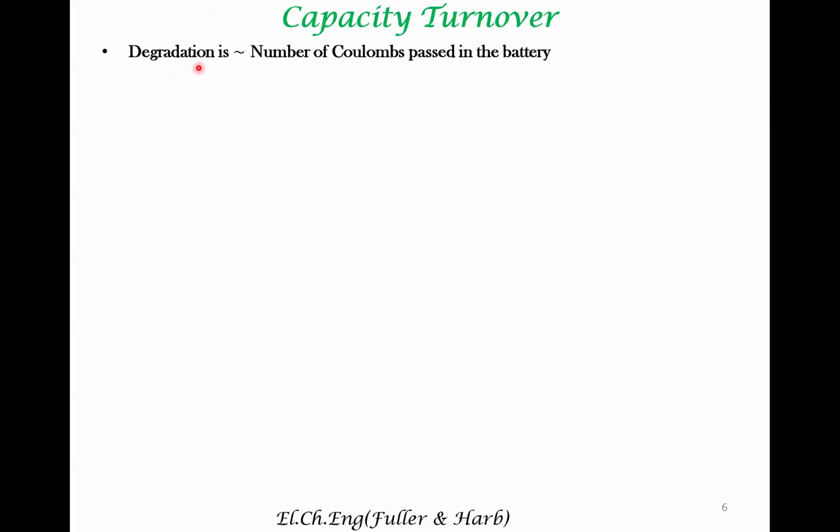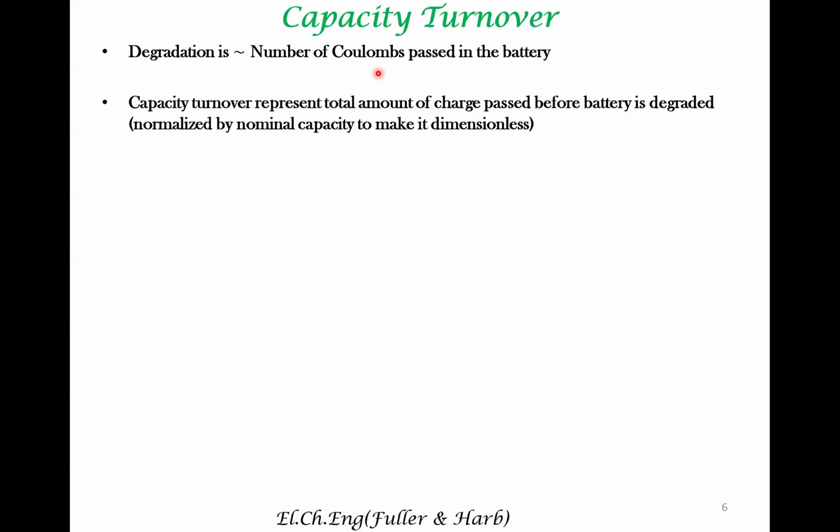The degradation of a battery is approximately proportional to the number of coulombs of charge passed in a battery. The more charge has been passed, gradually the battery degrades. And so therefore, a simple heuristic is that degradation is proportional to the number of coulombs passed in the battery. So we define a dimensionless number called the capacity turnover. This represents the total amount of charge passed before the battery is degraded completely.